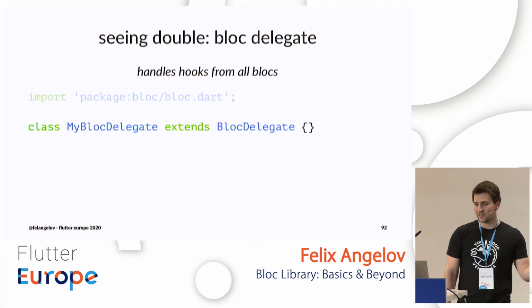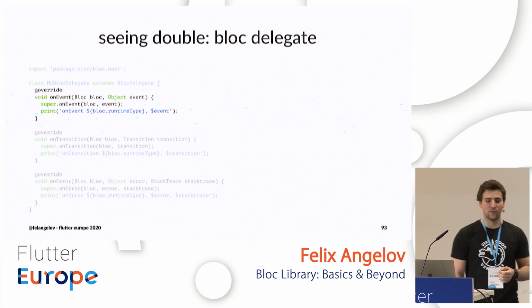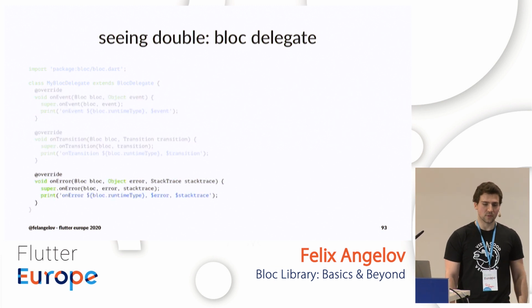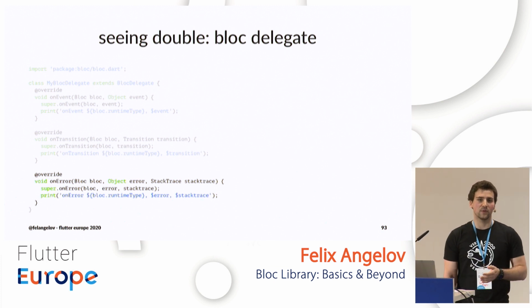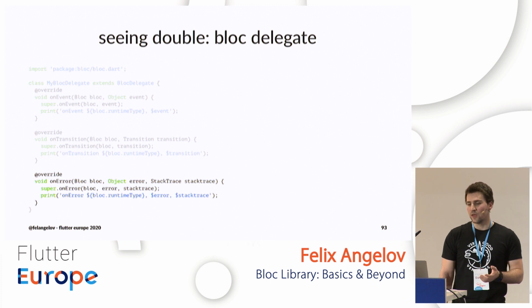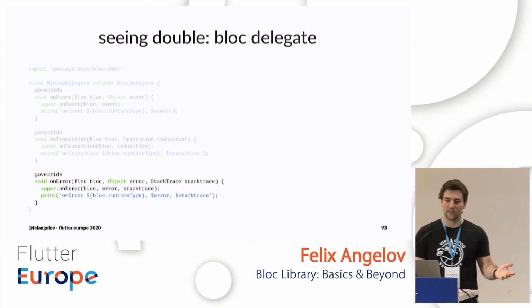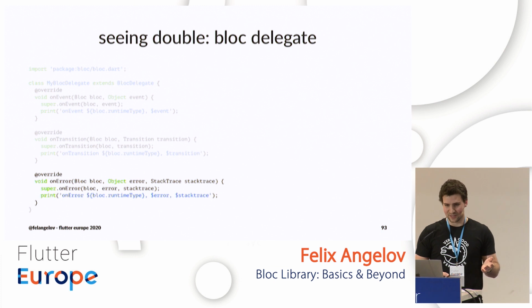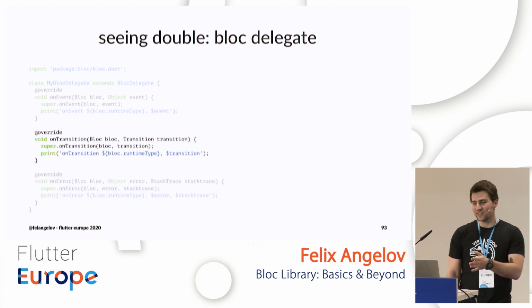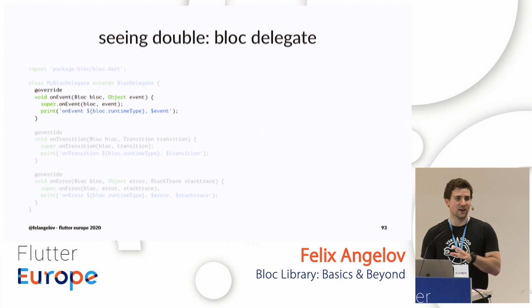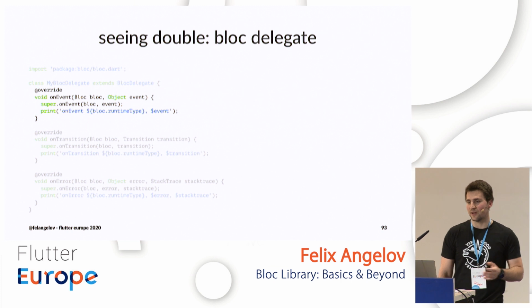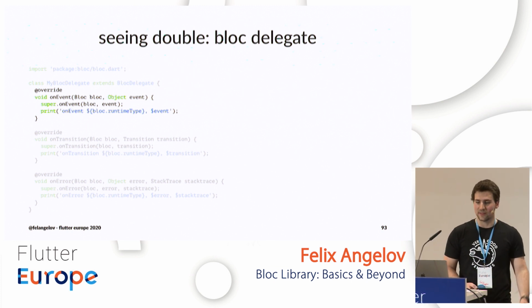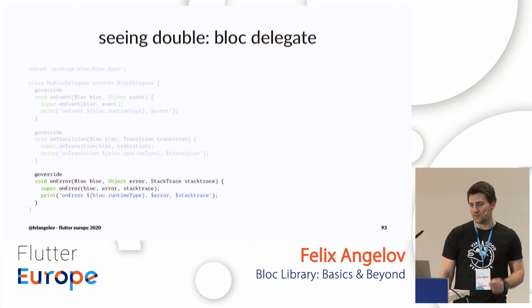We can create an instance or extend BlockDelegate and create our own custom delegate, and then we can optionally override any of those three overrides, or all of them if we want to. The key difference here is we also get the block that was responsible for whatever happened. So we get the block plus the error and the stack trace, or the block plus the transition, and so on. You have the actual block that was associated with whatever happened, and you can easily figure out where in our application this happened and how the user got there. So one place for all of this.